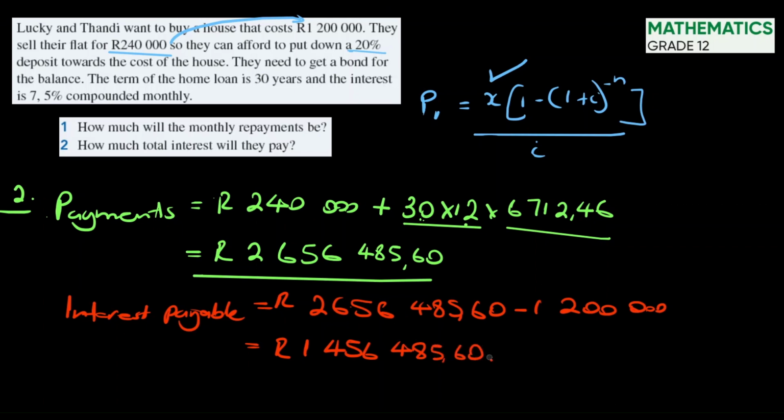1,456,485.60, which means Lucky and Thandi will pay the interest of 1,456,485.60 on their total mortgage value plus their deposit. The mortgage value was 960 plus the deposit, and the total of their payments is 2.6 million minus the 1.2, which means what they're going to pay in interest is 1.4 million, which is a lot of money.